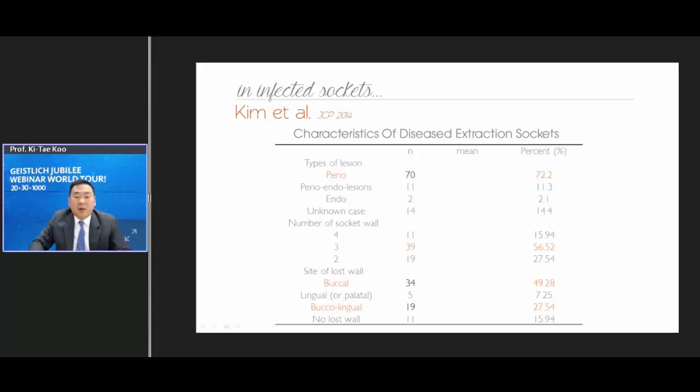So we do see a 72% prevalence in the periodontal lesion group, and also the number of socket walls remaining was most dominantly 3-wall defects, in 56.52%. So we could see that 3-wall defects were most prevalent. And also, the site of lost wall was more prevalent on the buccal side compared to the lingual or the palatal. So these are the characteristics of diseased extraction sockets we were able to see in our study.